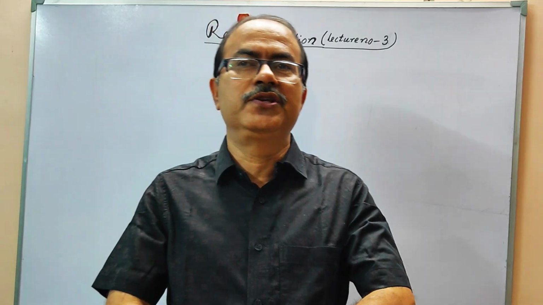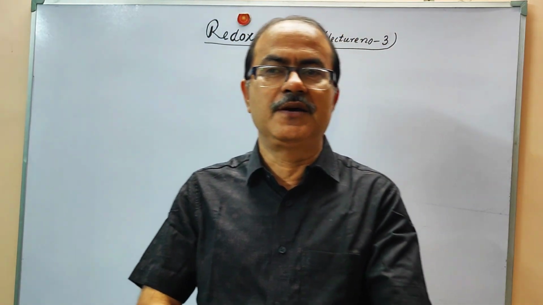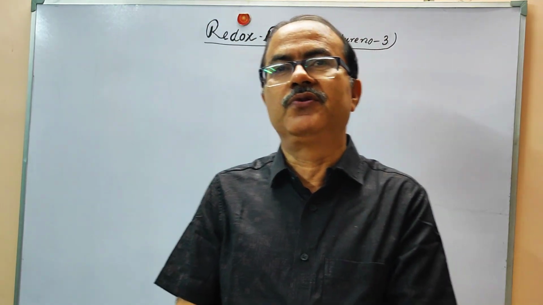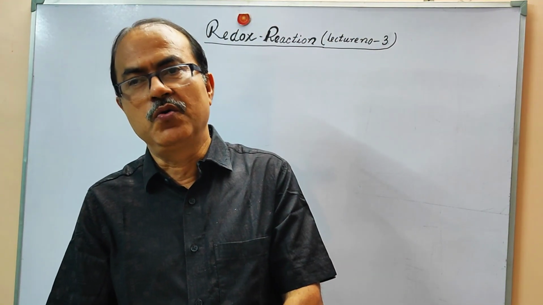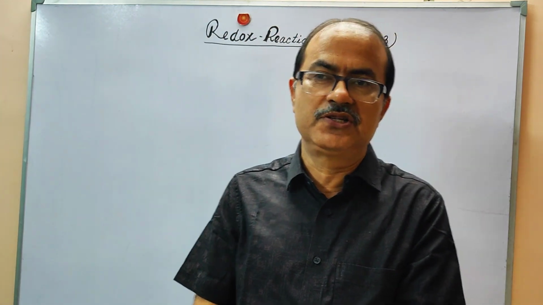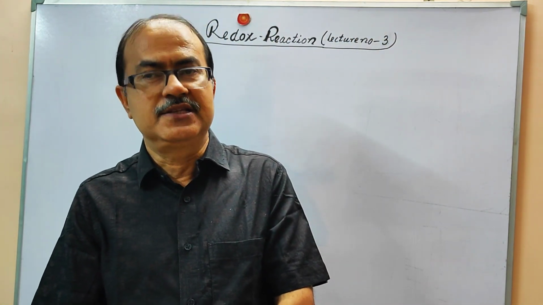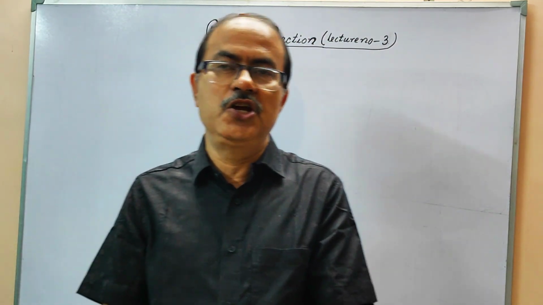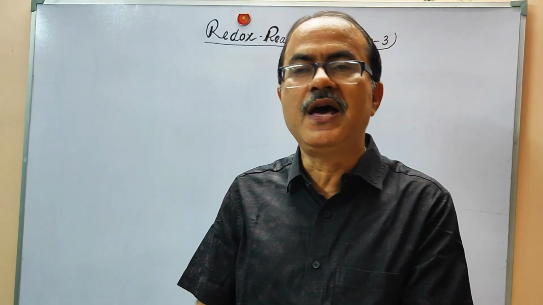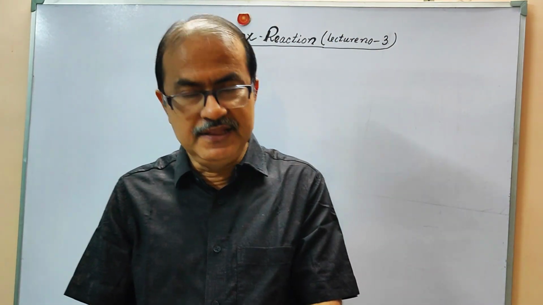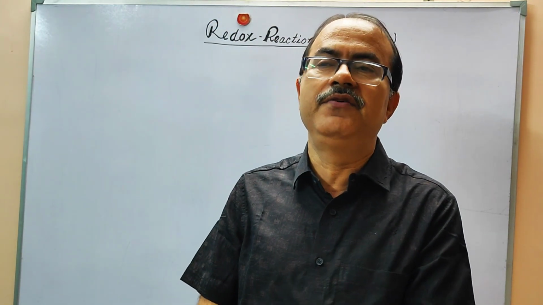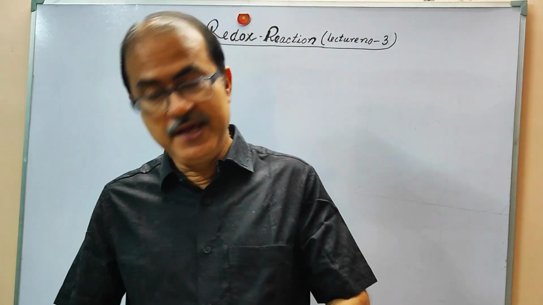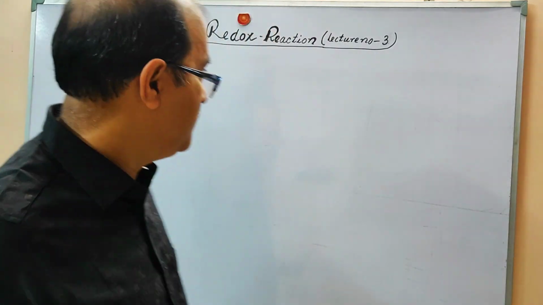In this lecture we are going to discuss again a very important topic in the chapter redox reaction. In the previous two lectures we have discussed the very important and basic things. Number one, what is the oxidation process and what is the reduction process. In the second lecture we related the transfer of electrons with the oxidation and reduction process. And in this lecture we will discuss again a very important thing, that is oxidation numbers. So the heading of today's lecture is oxidation number.